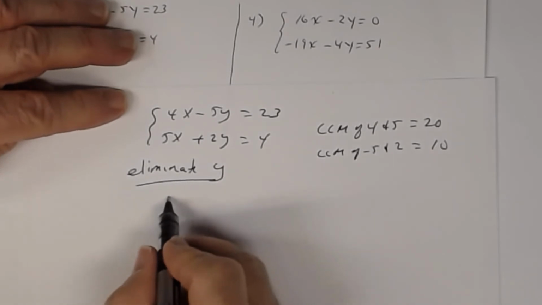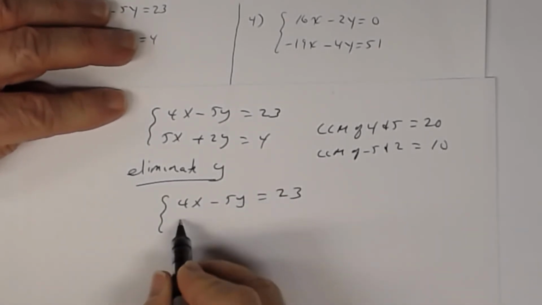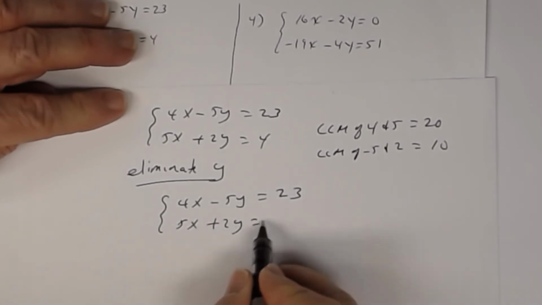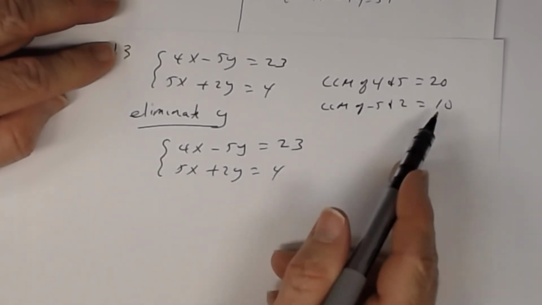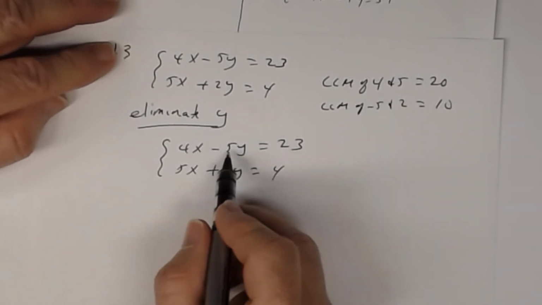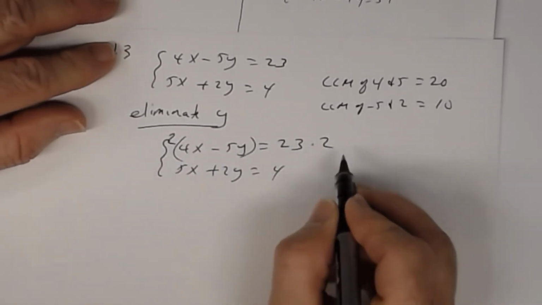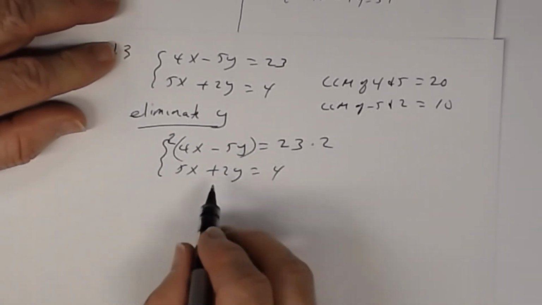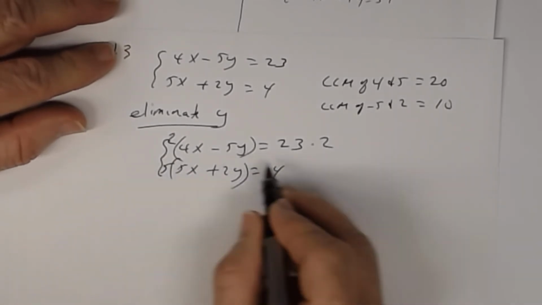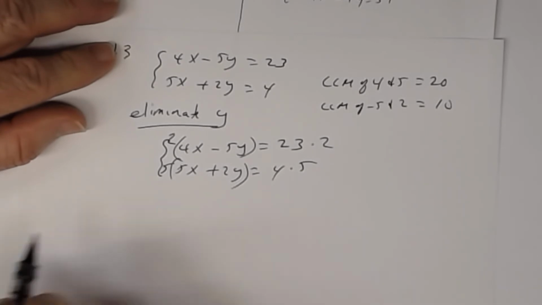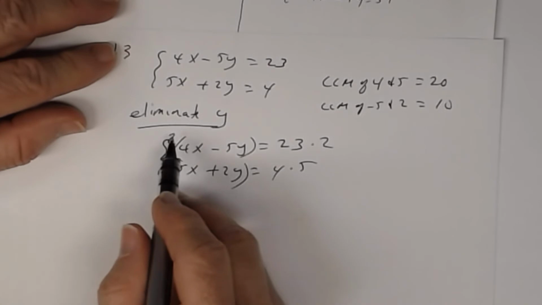So I'm going to go ahead and rewrite this over. 4x minus 5y equals 23. 5x plus 2y equals 4. If I wanted to eliminate the y, remember the least common multiple is 10, so I need this to be a negative 10 in this case. So I got to multiply this by 2. So times 2, times 2, right? What you do to one side, you do to the other. 2 times 5 is 10, so times 5, times 5. Okay? Remember, one's already negative, one's already positive, so don't put any negatives here.